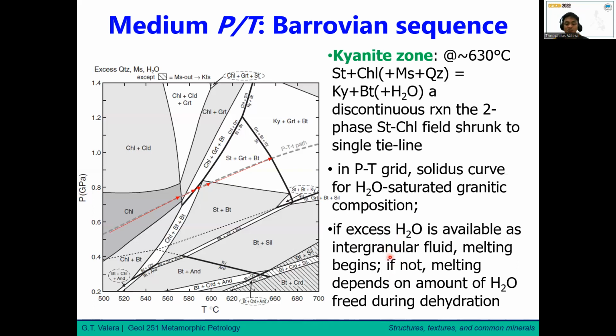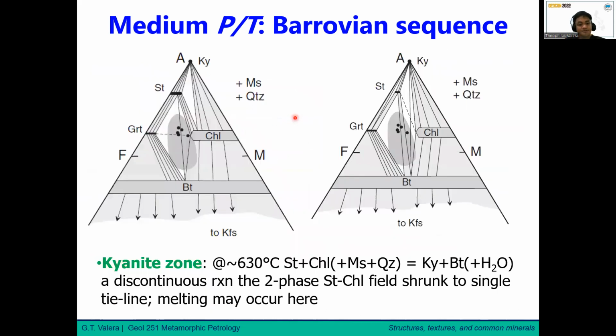The free H2O or water content of met rocks can vary from water saturated to nearly dry, and the latter is much more common, so melting rarely occurs at this point due to lack of water. Okay? So for example, dito, kung titignan niyo yung PT grid natin, walang melting na label. So usually kahit sa pseudosections pinapakita yung melt as L, liquid. Okay? Pero dito, wala. Siyang ganun. So if excess water is available as intergranular fluid, melting begins. If not, melting depends on the amount of water freed during dehydration. Yun yung important.